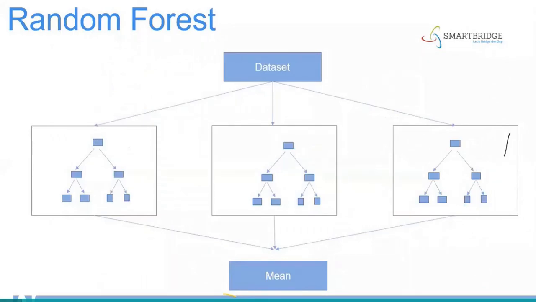Understood, guys? Decision tree and random forest are the same, but in random forest, the data set is divided into different subsections. To each subsection, a decision tree is applied. So the answers from all the three decision trees are again converted into a mean, and the answer is considered as the mean of it.